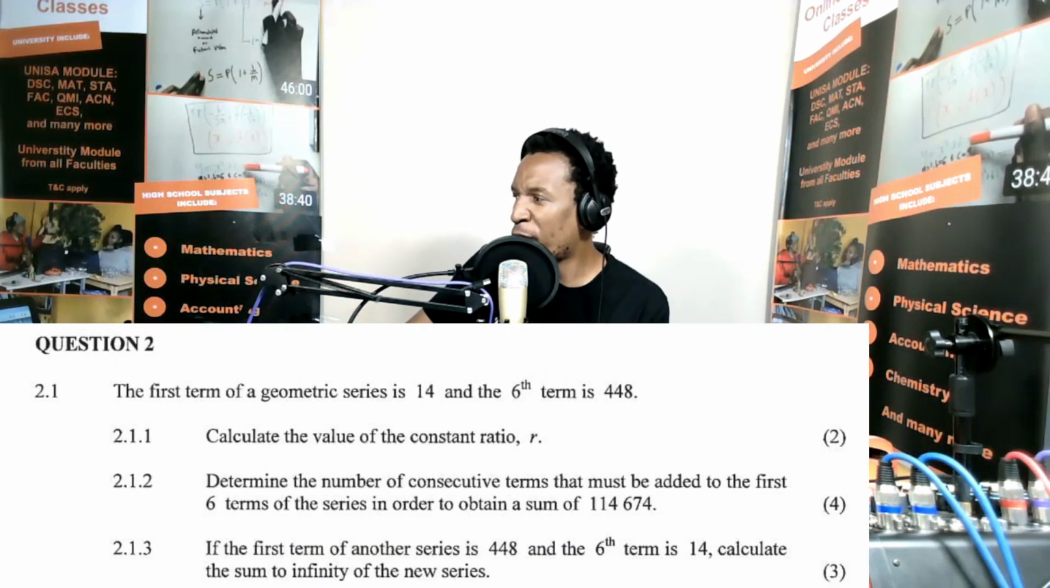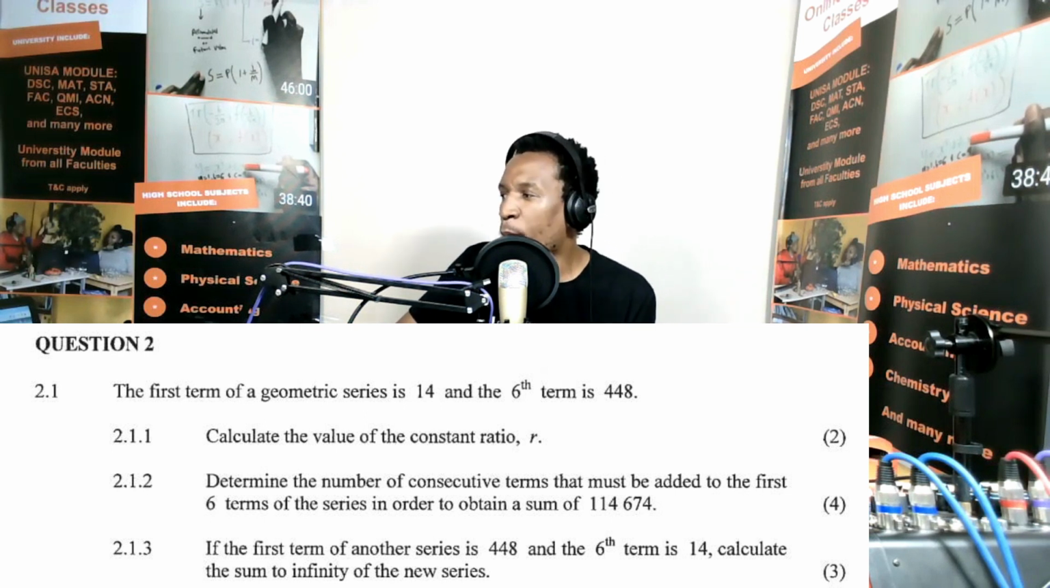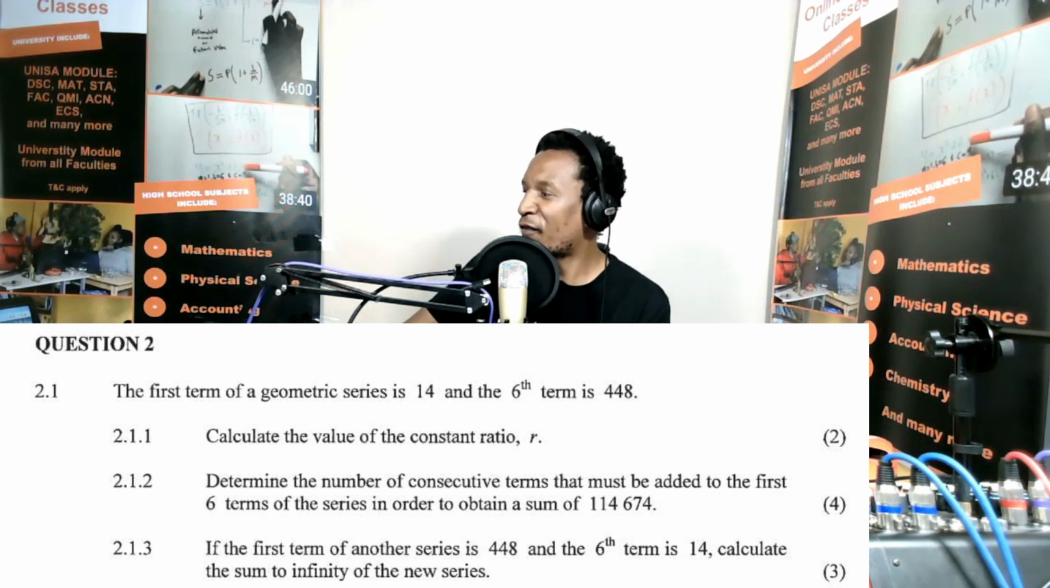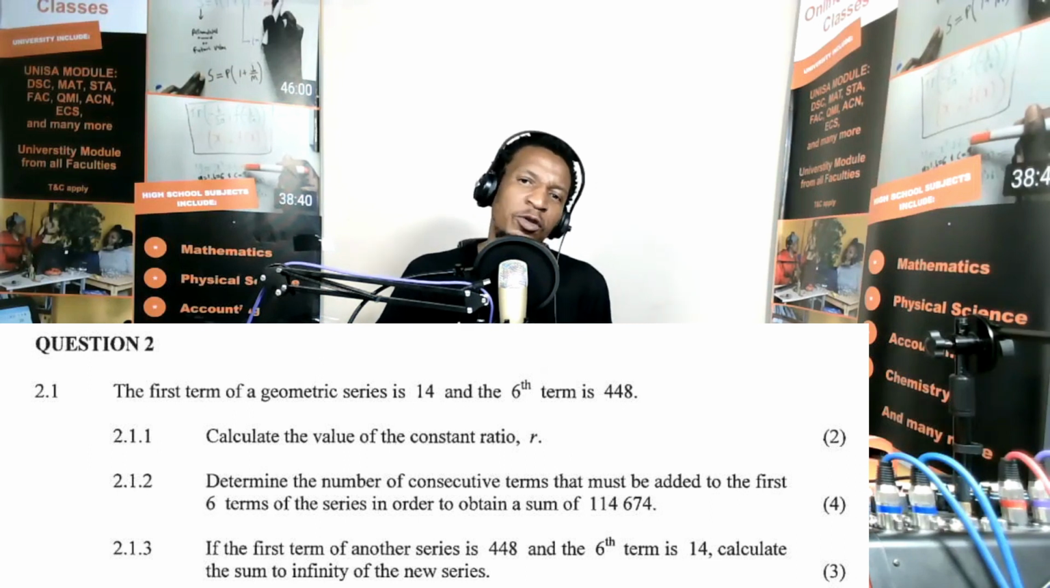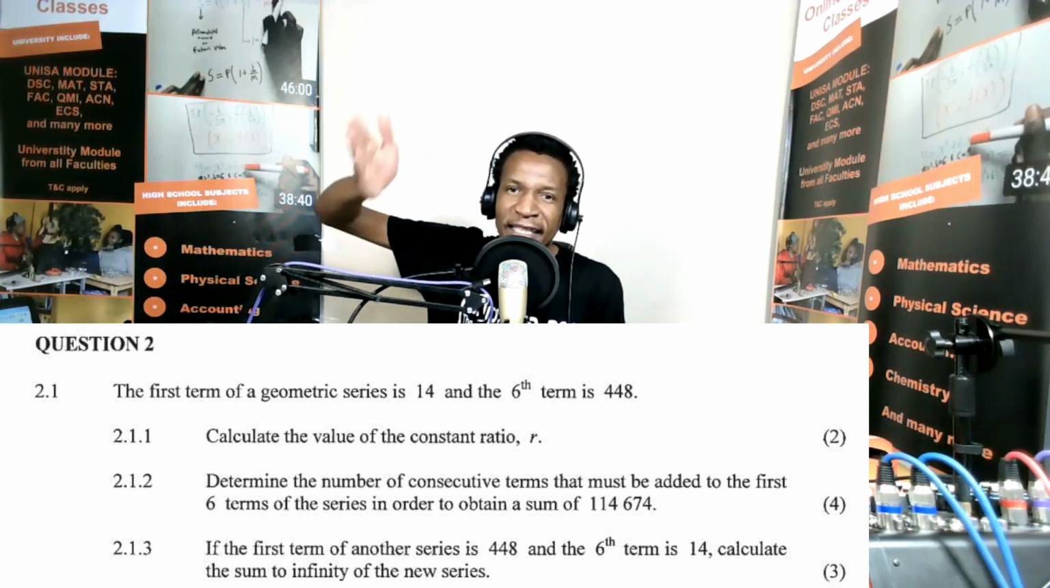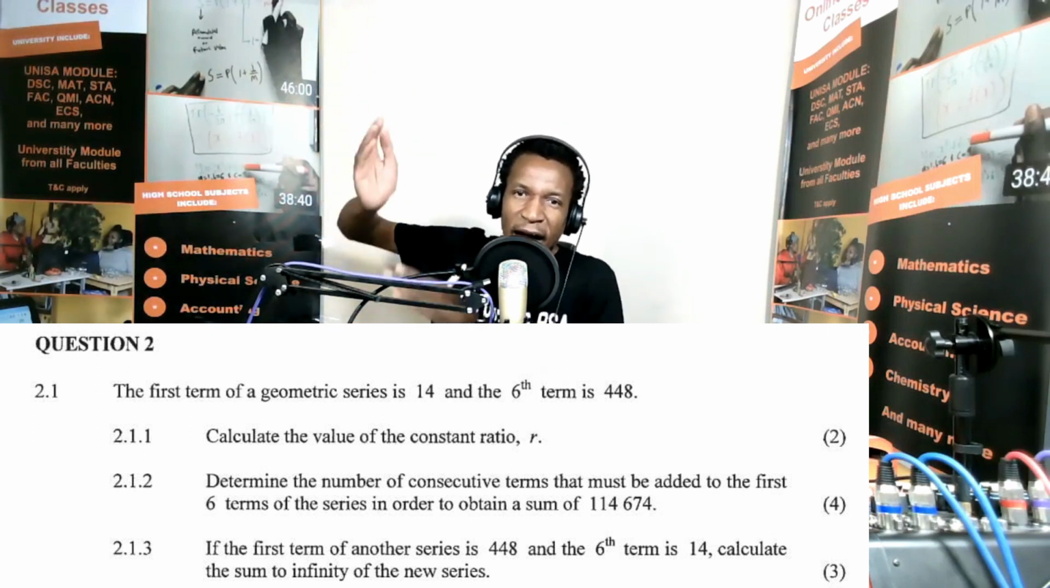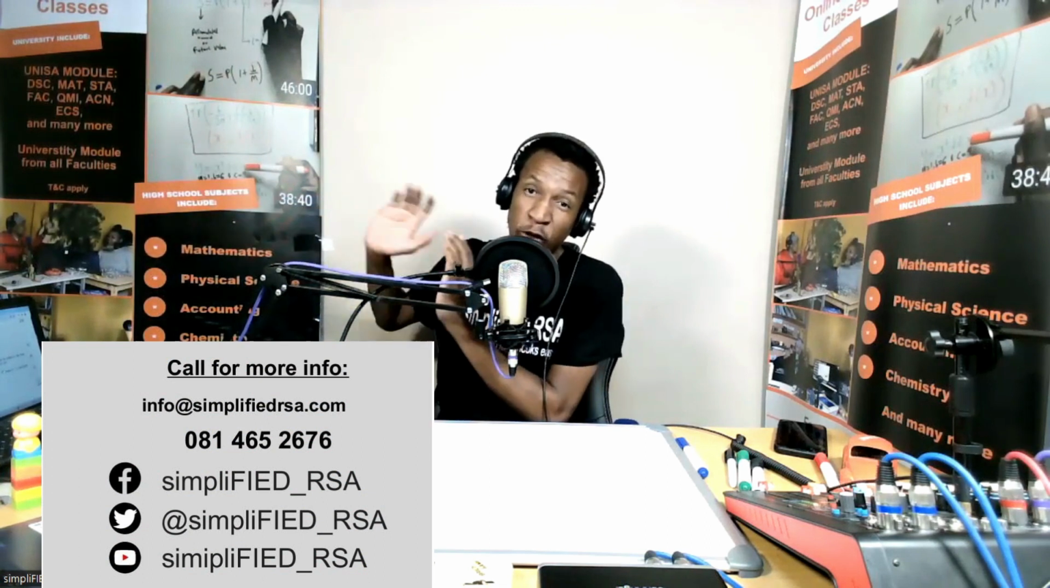The question reads, the first term of a geometric series is 14, and the sixth term is 448. And then 2.1.1, they want us to calculate the value of the constant ratio R. Now, constant ratio R, other textbooks may refer to constant ratio as common ratio. So it's the ratio that determines how the sequence is going to be like for a geometric sequence.